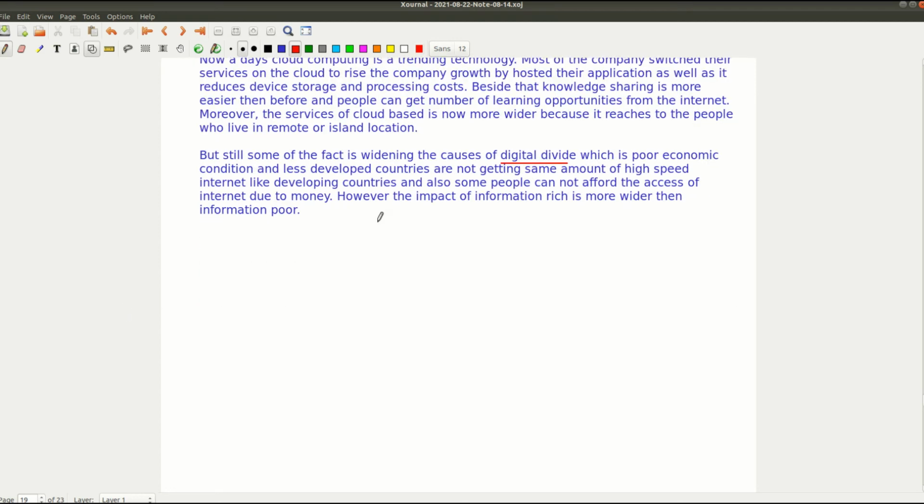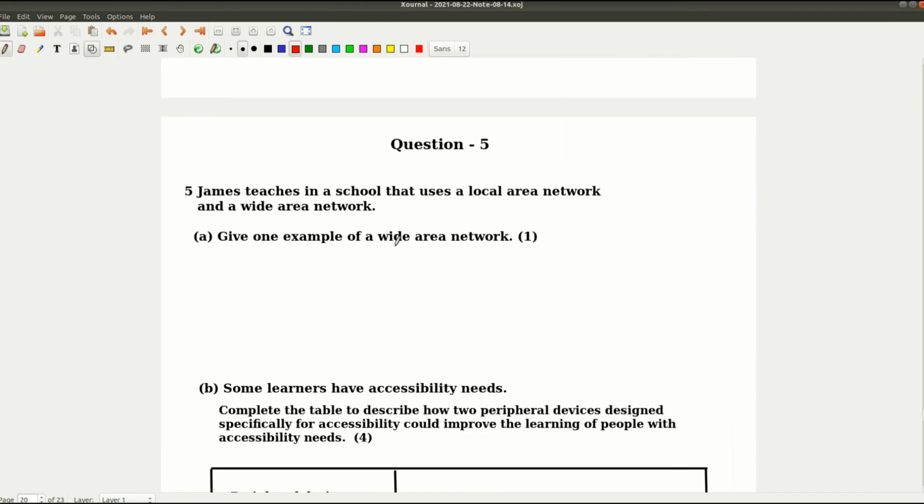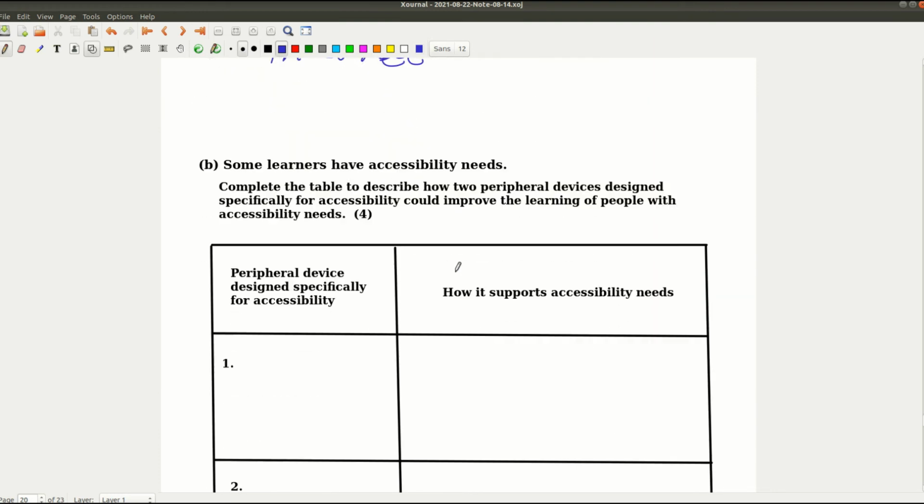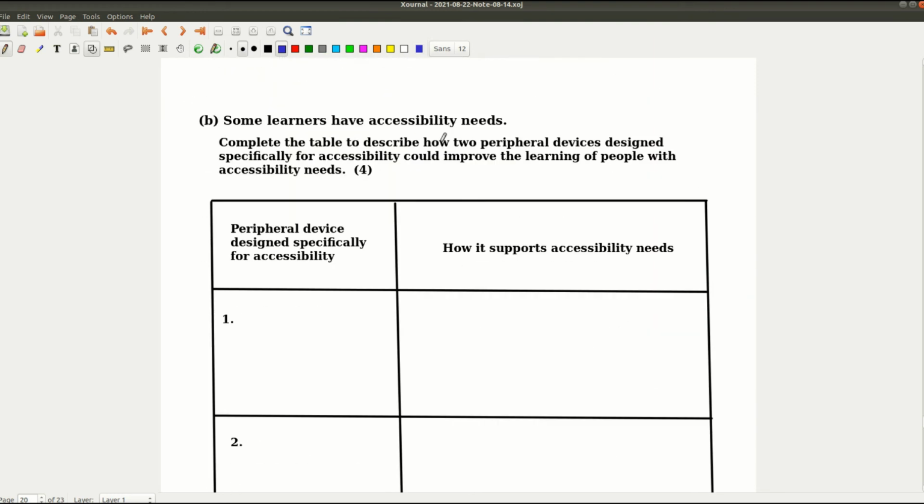Okay, move to the next question. This is the last question, which is question number 5. James teaches in a school that uses a local area network and a wide area network. Give one example of a wide area network. So obviously a wide area network is the internet. So, internet.